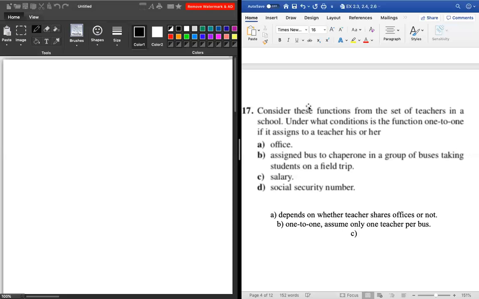Part number C, salary. It's not going to be one-to-one, because if salary is set by a collective negotiation agreement, then it won't be one-to-one. Basically, if we have a teacher and we define under what condition it will be one-to-one for his salary, salaries are mostly set by collective negotiation agreements, so therefore it's not one-to-one.